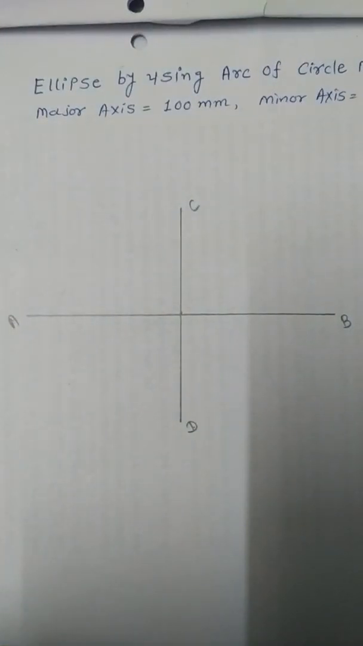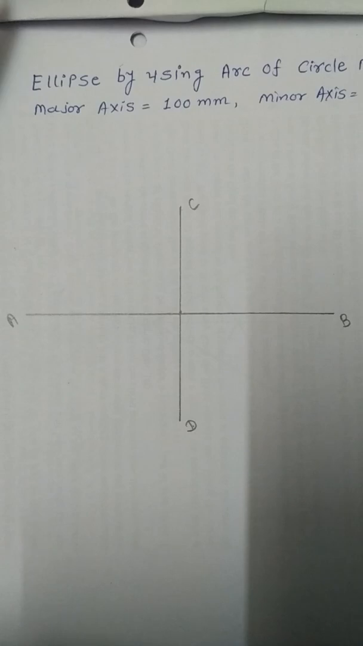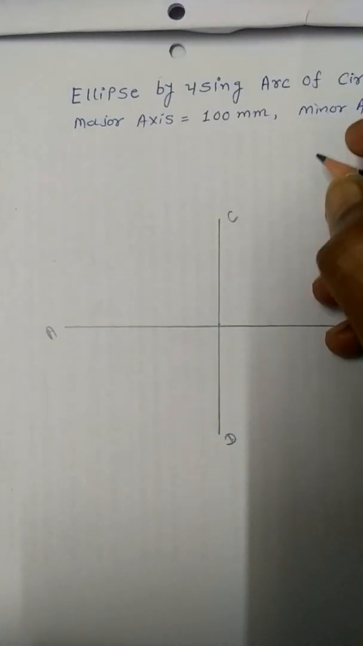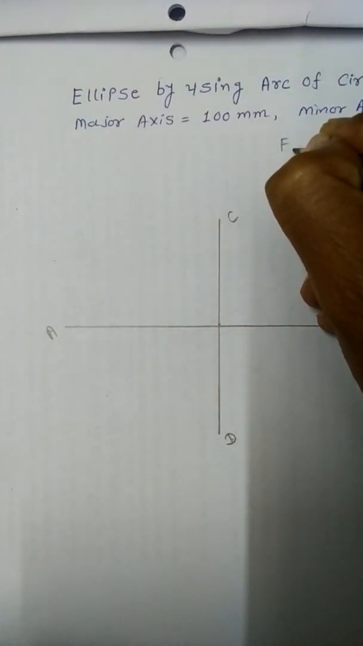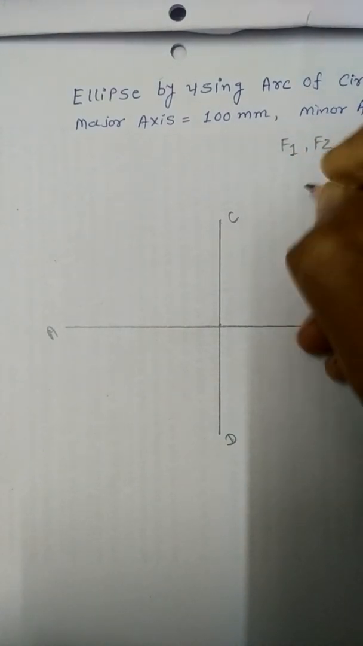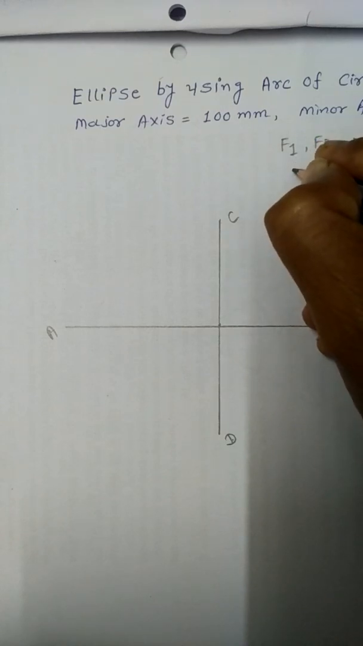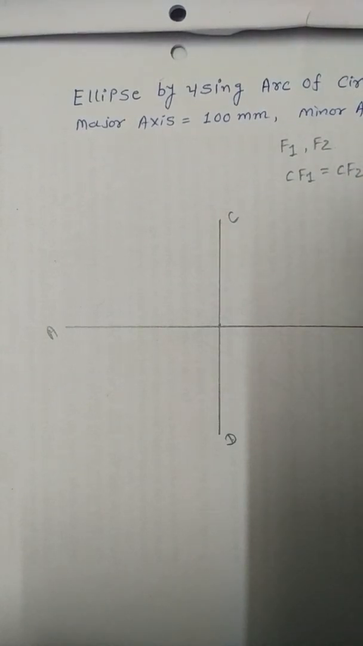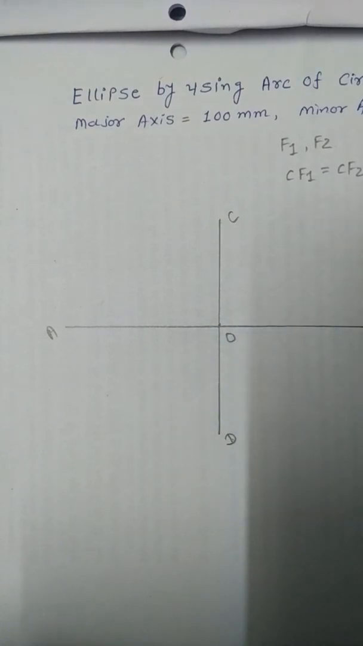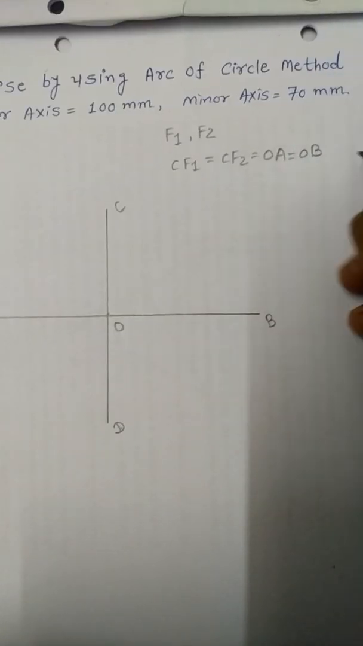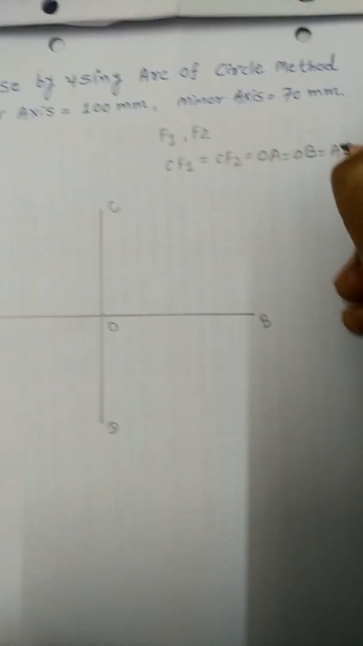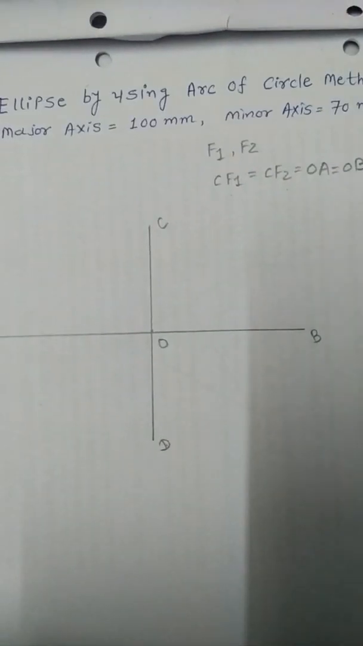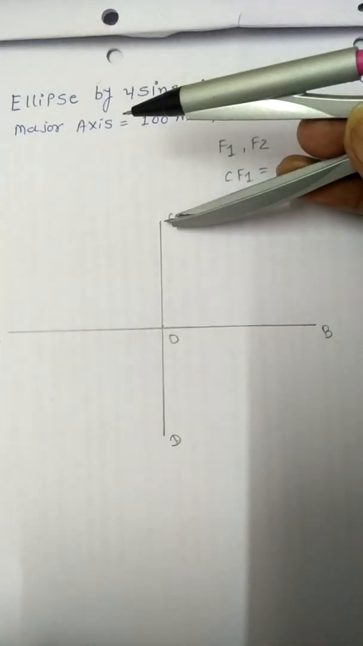Okay, now take a rounder. As per the theory, here we require to plot the focus points. Suppose we consider F1 and F2 as the focus points, so the distance from the point C, that is CF1, should be equal to CF2, which should be equal to OA, where O is the midpoint, equal to OB, equal to AB by 2. Okay, so by using this equation, let's identify the points F1 and F2 on the line AB.